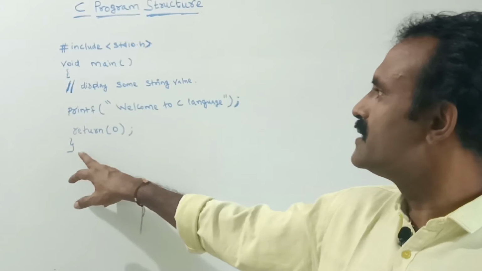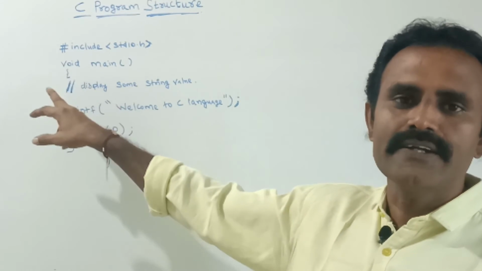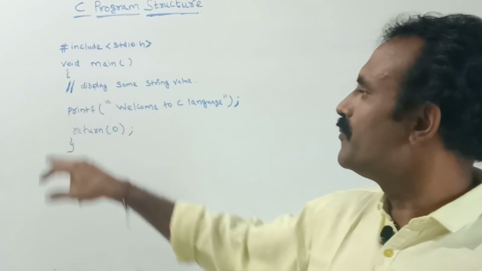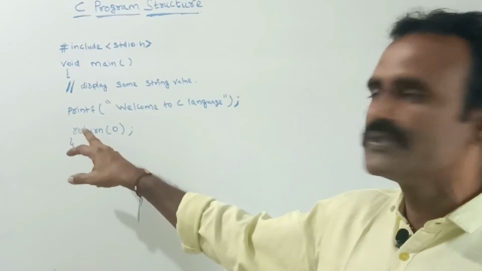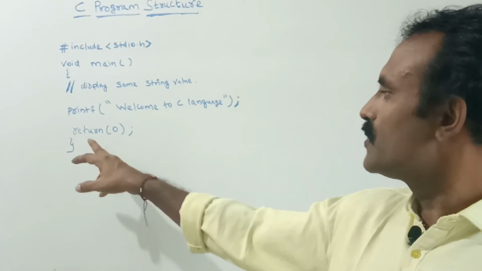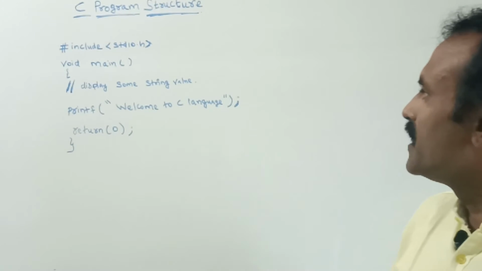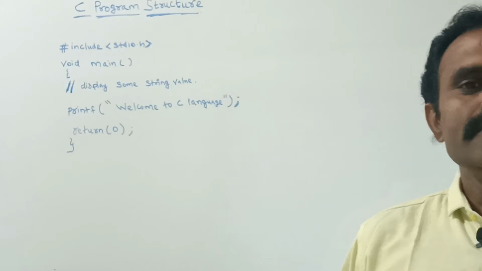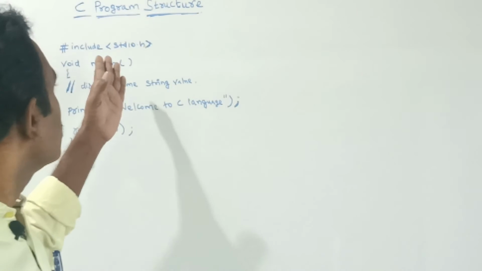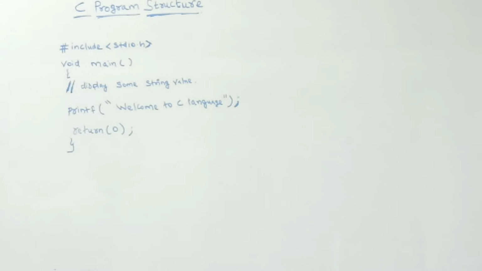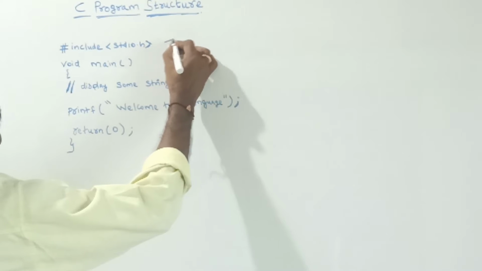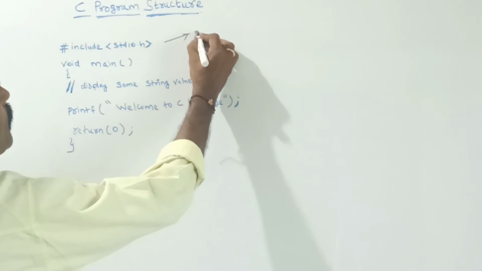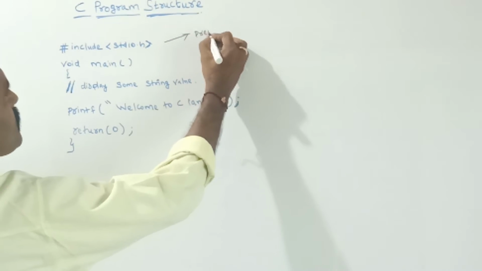These are braces. While starting, we should use the open brace, and when we are closing at the end of the program, we should use the close brace. So in this way we can write the C program. Here the include stdio.h is known as the preprocessor command.